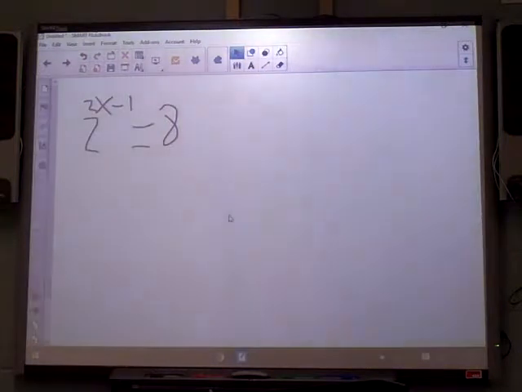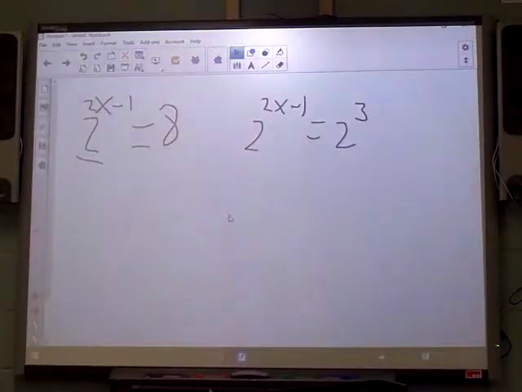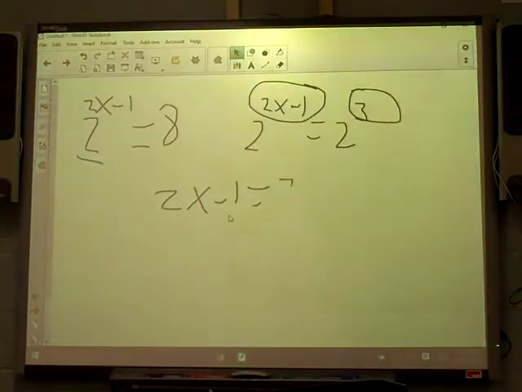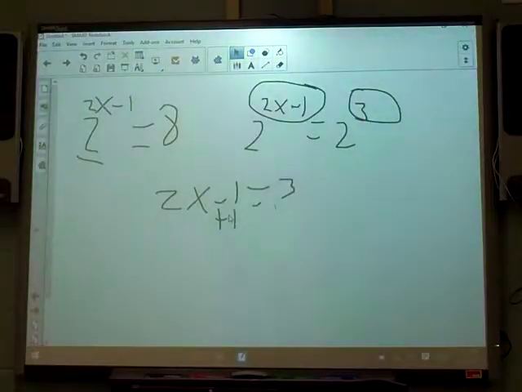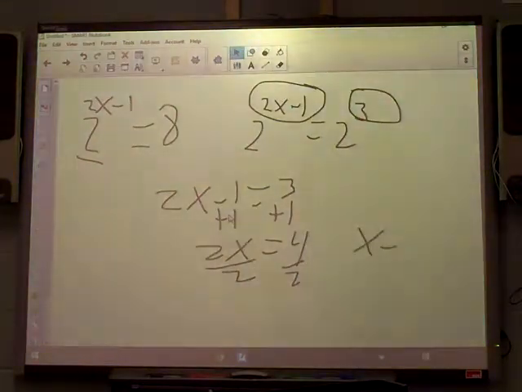The way I did it is since this had a 2, I rewrote 8 as a 2 because 8's the same as 2 cubed. Now since bases are the same, the exponents have to be the same. So we just got a 2-step equation to solve. We're going to add our 1. So 2x is 4. And then divide by 2. And x is 2.